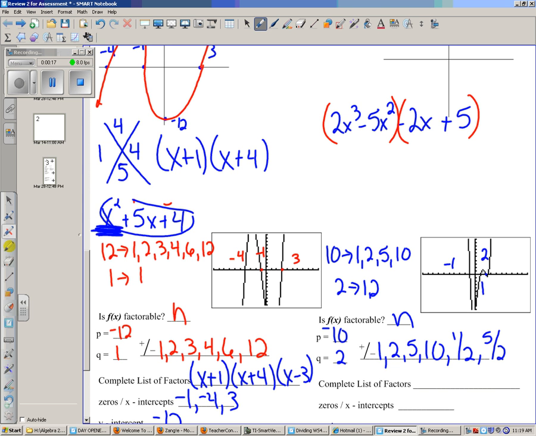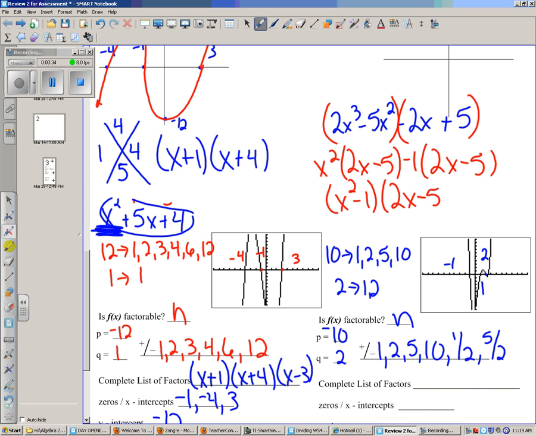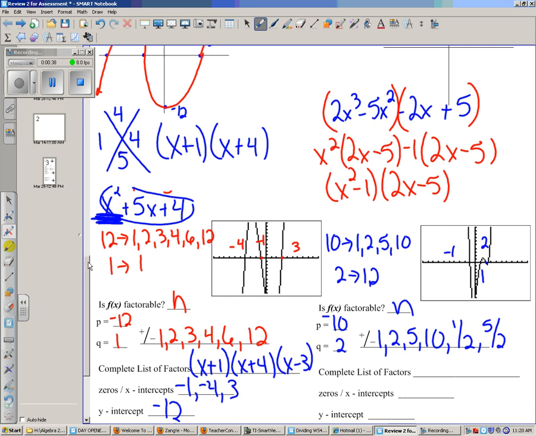In my first set of parentheses, I can take out an x squared, and then I'm left with 2x minus 5, which is what I need from the second set of parentheses. And to do that, I'm going to take out a negative 1. You have to take something out. So my final parentheses are the x squared minus 1 and the 2x minus 5. And those 2 sets of parentheses will be going into my complete list of factors.